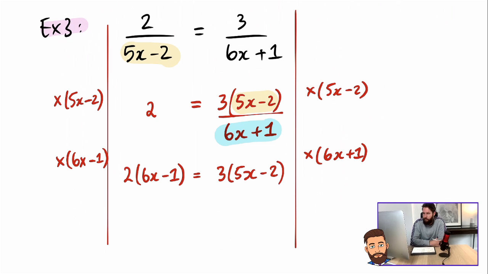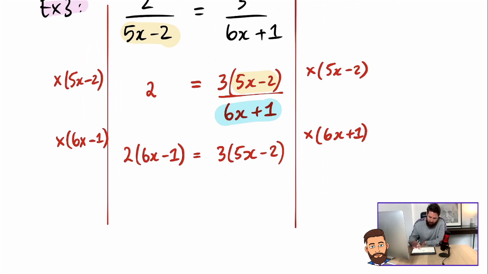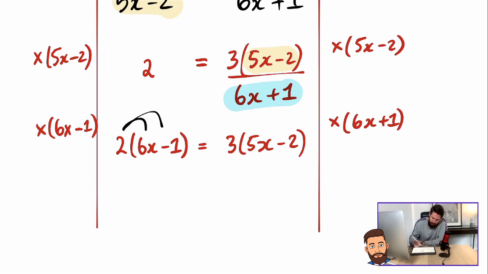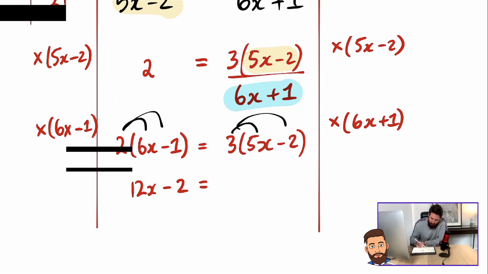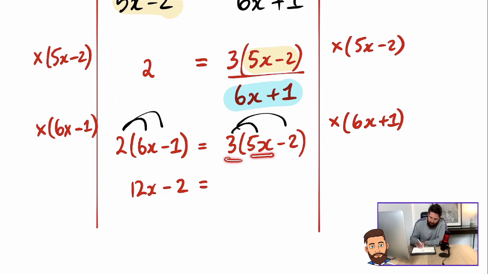Now this is a simple equation. X is on both sides with a bracket. So here you need to remember, how do you expand a bracket out? So we're going to expand both of these brackets out. Expanding out the left bracket, 2 lots of 6x is 12x minus 2, because 2 times minus 1 is minus 2. And then here, 3 times 5x is 15x.